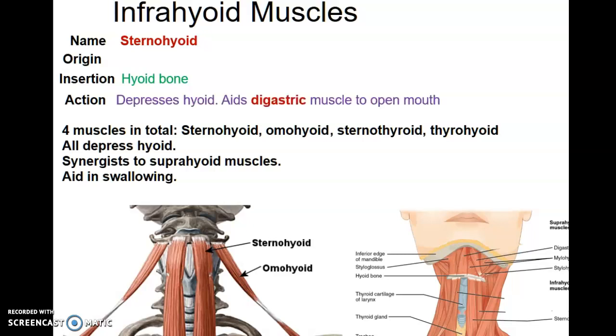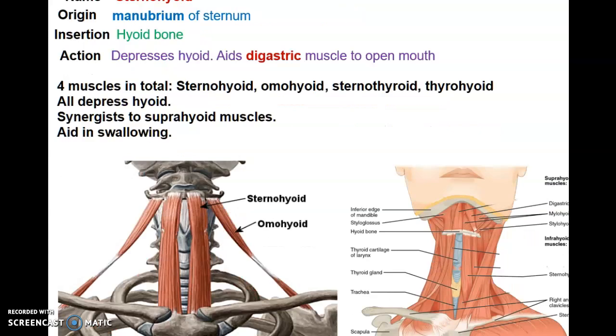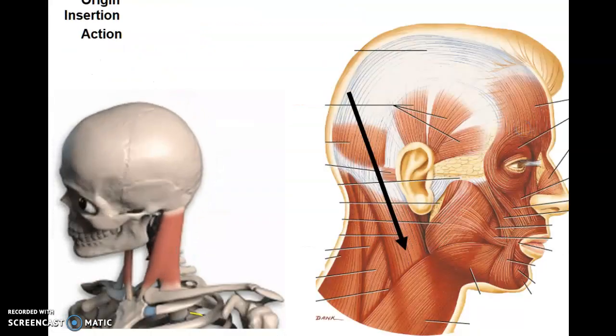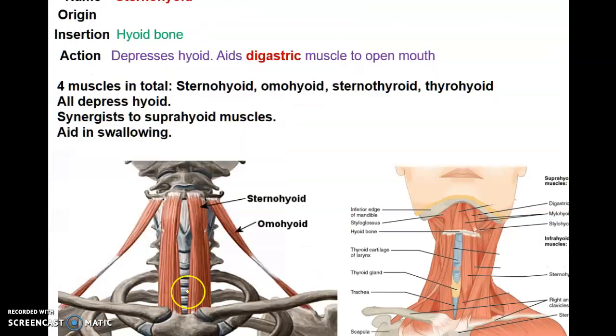That's the superficial. Its origin is the manubrium of the sternum. So we have the sternum right here. There's the sternum. And here's the sternohyoid. You could actually see the sternothyroid and the thyrohyoid behind it. And then here's the one I like making fun of. It's actually coming all the way from your scapula, all the way around to the side. It's called the omohyoid. So they're all synergists.